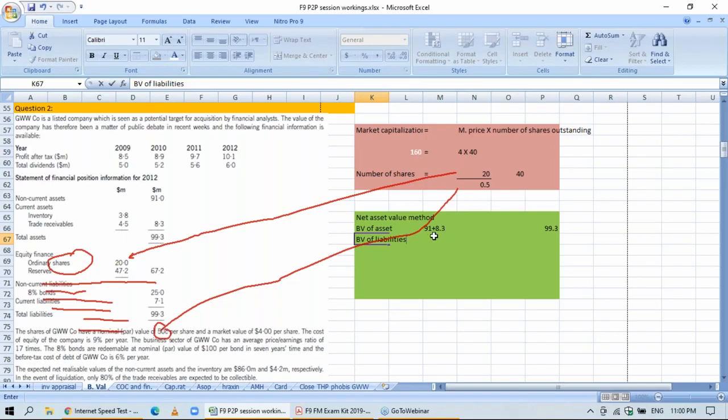Now what do we mean by liquidation basis? They've asked you liquidation basis. What do we mean by liquidation basis? By liquidation basis we mean that if the company dissolves immediately, what will be the market value at that time? So if the company dissolved immediately, what will the market value of assets and liabilities be, right now? First of all, we are taking the book values from the balance sheet date, and then we'll convert it into the market value. So the liabilities are 7.1 plus 25.